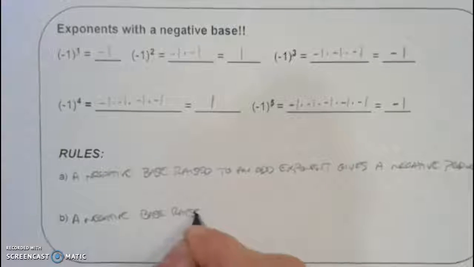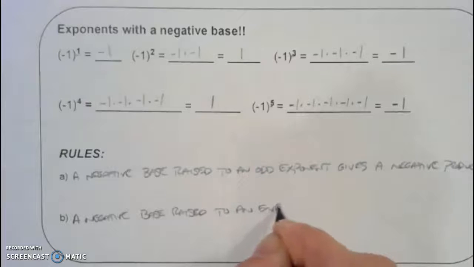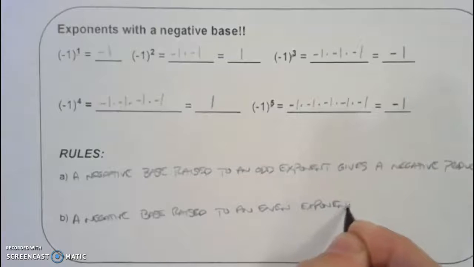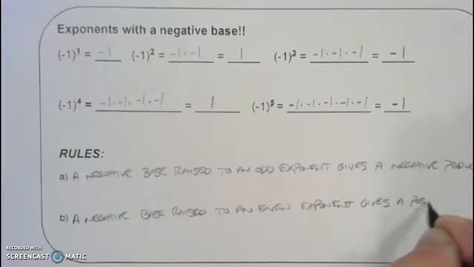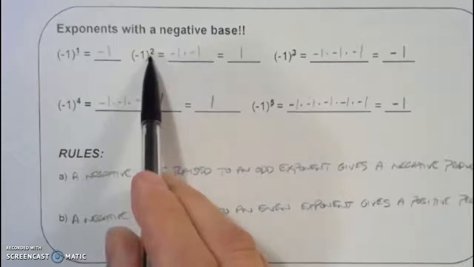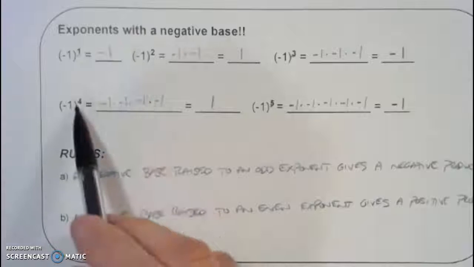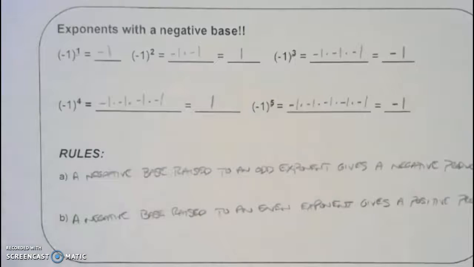raised to an even exponent gives a positive product. And we can see that here, negative 1 squared and negative 1 to the 4th power. When the base was negative and the exponent was an even number, we ended up with a positive number.